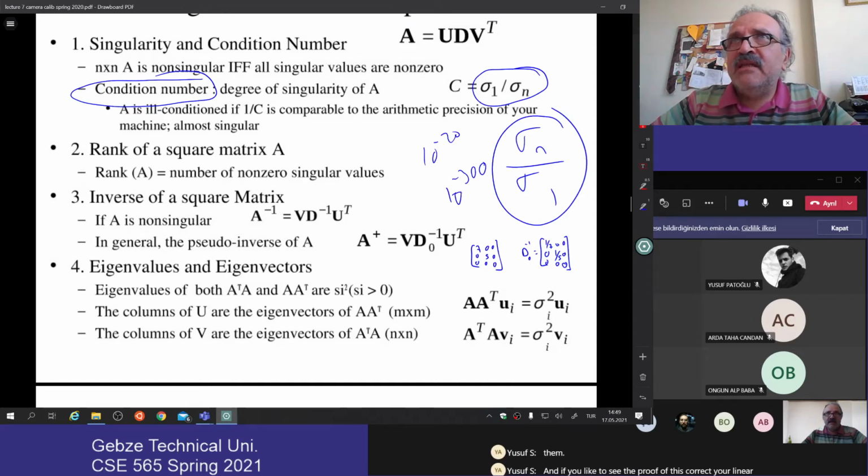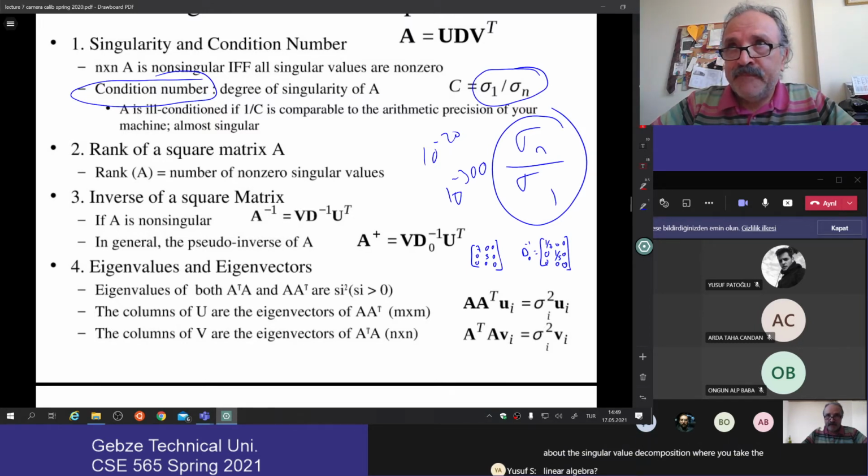Did they prove anything about the singular value decomposition when you took linear algebra? Did they prove it, or did they just tell you about the rules?